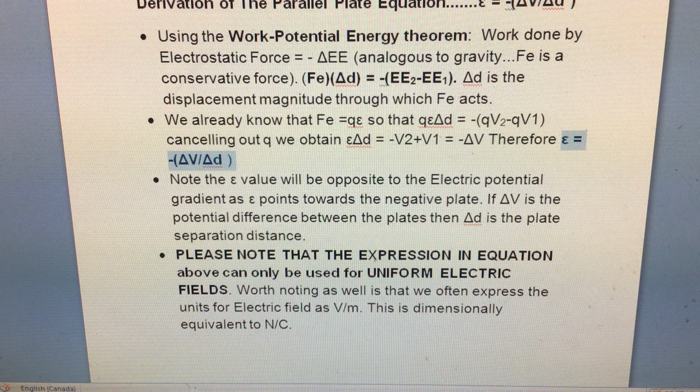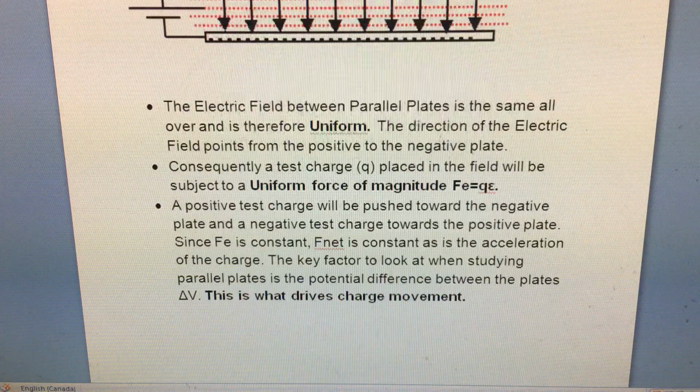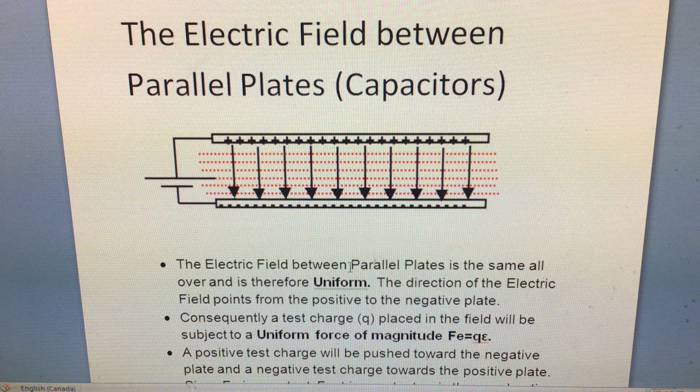What's kind of neat here is that, thrown up from this equation, you can see that we can also use the units volts per meter to represent the electric field. For those who want to try, you'll see that it's dimensionally equivalent to newtons per coulomb. So that's a little bit of an introduction to electric fields between parallel plates.